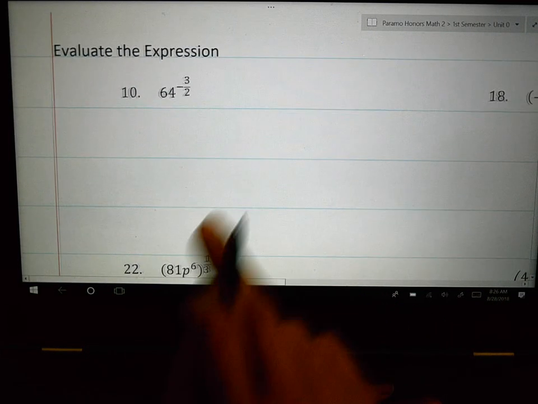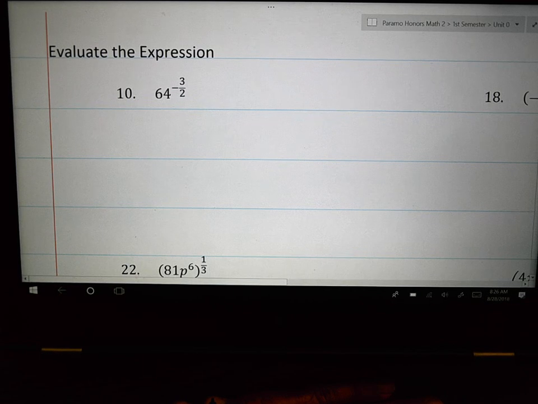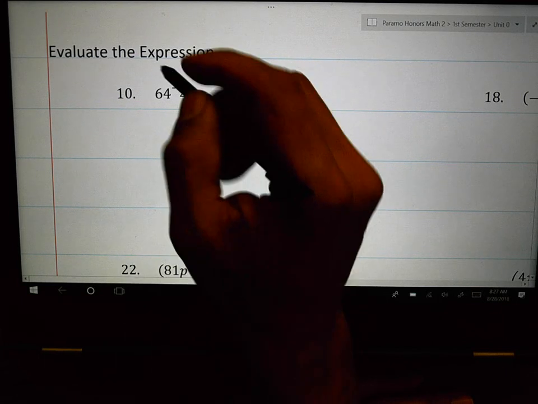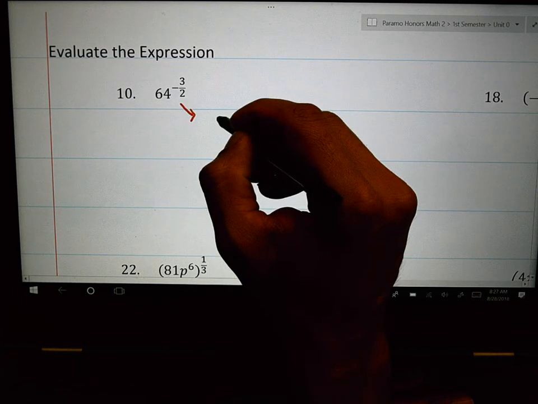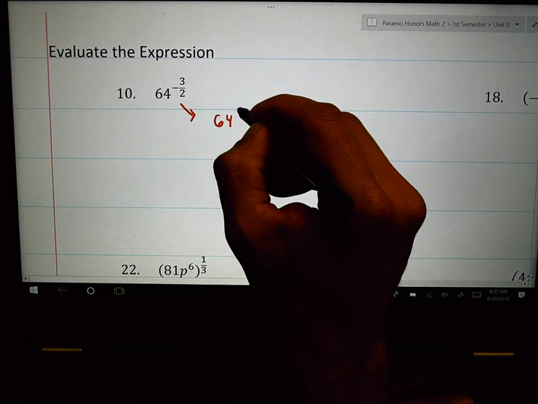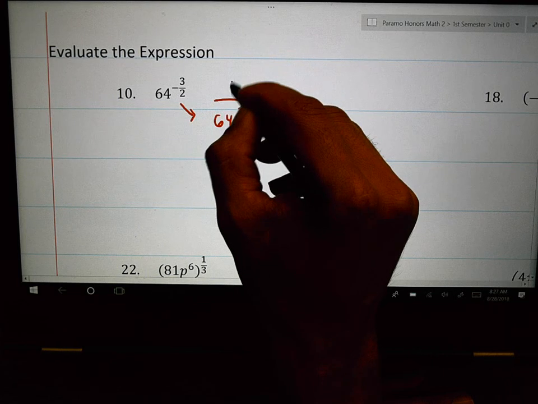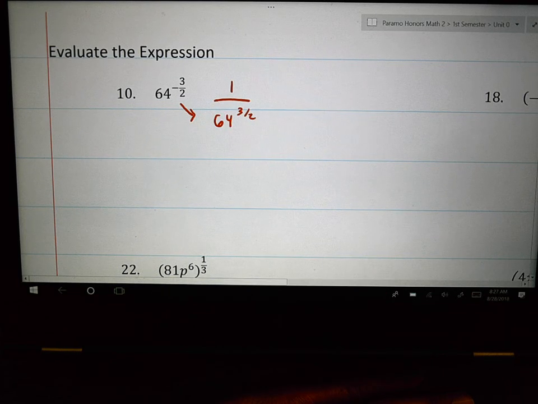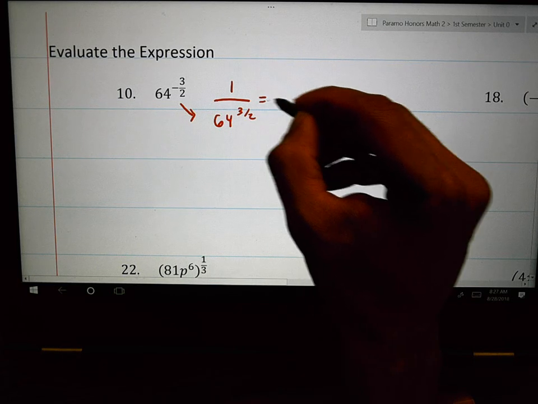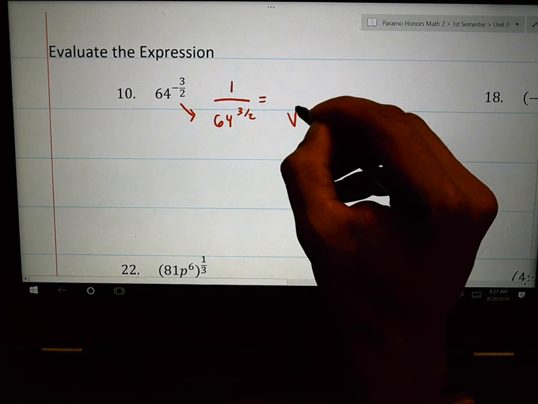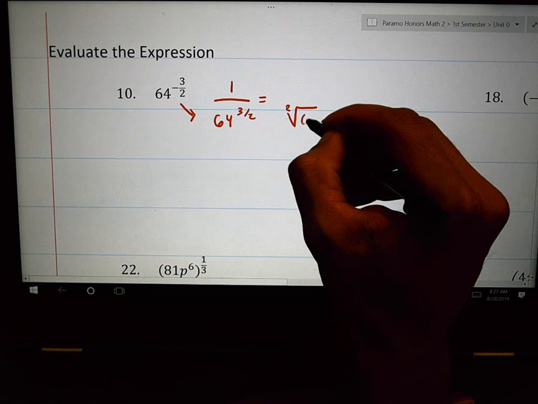Number 10. The majority of the problems will be like number 10, where you're going to have to do something and possibly rationalize and go from there. Number 10 says 64 to the negative 3/2 power. Here's a negative exponent. Negative exponents become positive in the denominator. But you would never just stop in exponential form. What you would do is you would do this in radical form.